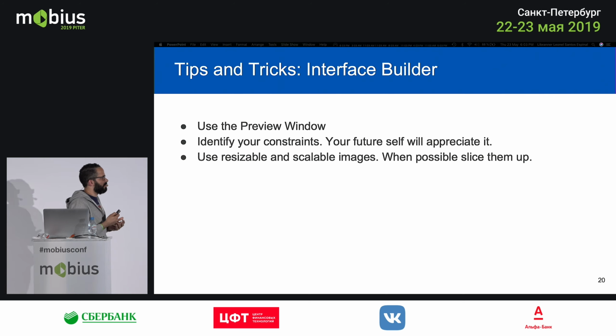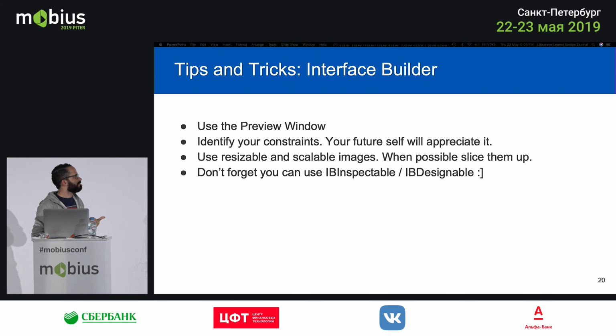Another thing that I will show you is use resizable and scalable images when possible, and when possible, slice them up. Slicing is something that comes with Xcode and is really useful when you have images where part of it can grow and part of it stays fixed. For example, if you do a chat application and you have this bubble for the chat and you want the left side to stay fixed and just the right side to grow, you can do it with slicing.